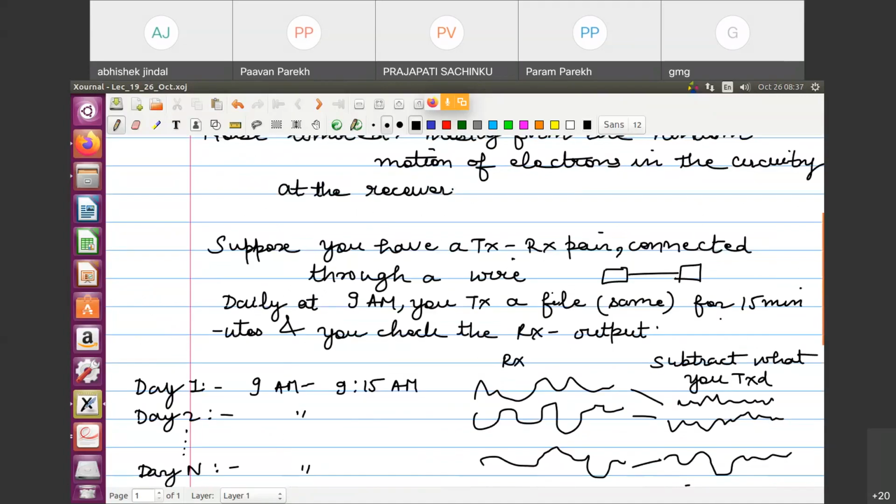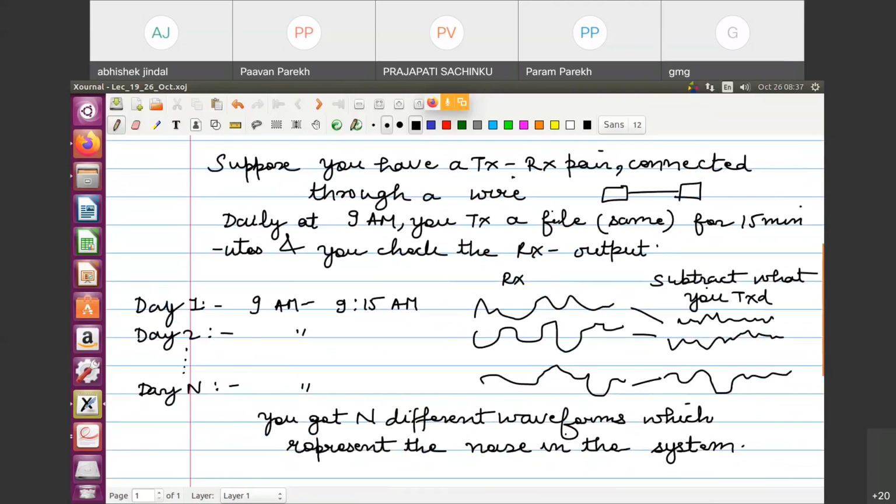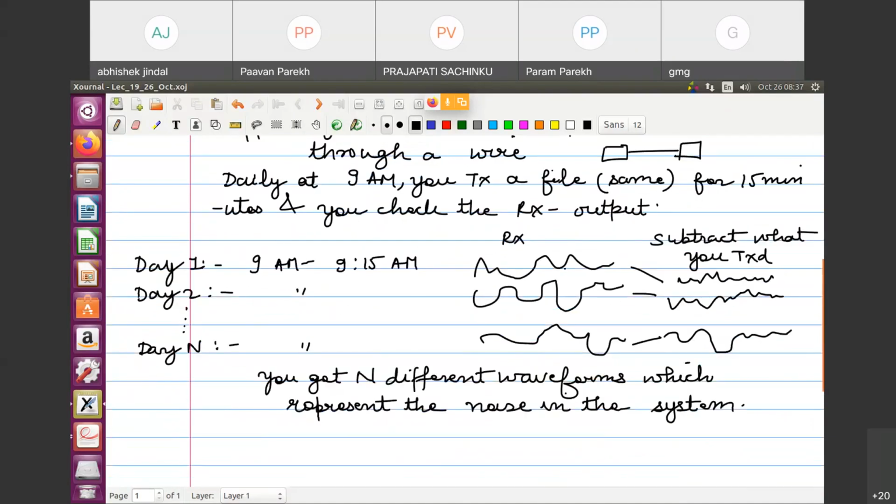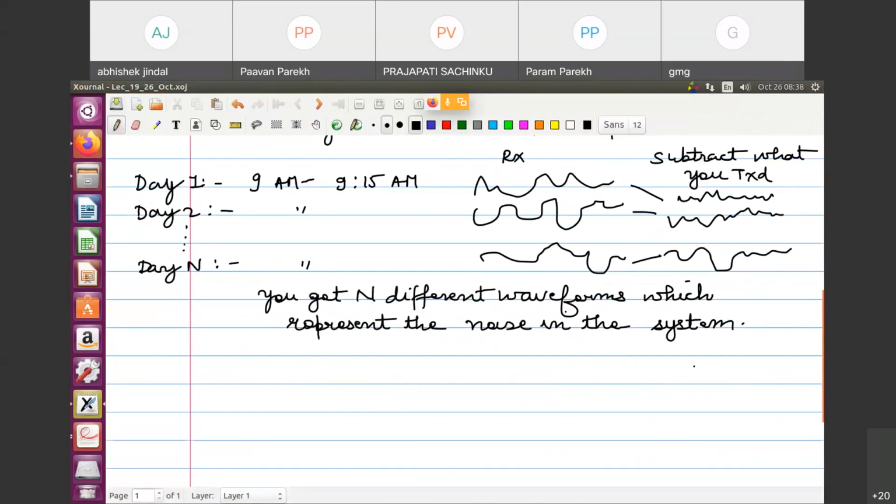Now this is mostly because of the circuitry at the receiver. This has a basically constant motion of electrons, and this generates this. Our purpose is not to go into this phenomenon, that why the noise is present at the receiver. We assume that this is there, and as communication system engineers or designers, we have to somewhat do away with it. So first of all, let us study the structure. किस तरीके का noise है? That is very important for us to understand, what sort of noise is this. So we get n different waveforms which represent the noise in the system.